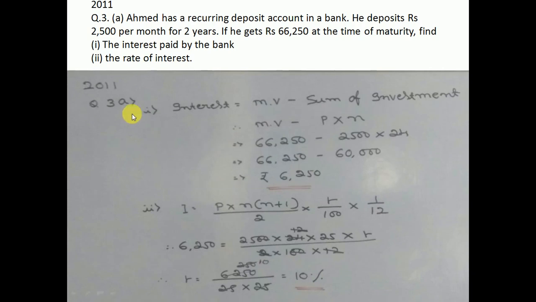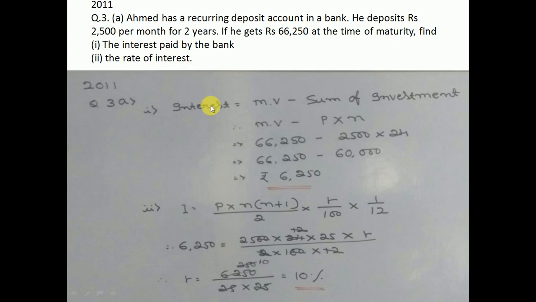Now go through this 2011 question, a compulsory question. Ahmed has a recurring deposit account in a bank. He deposited 2,500 per month. P is 2,500 for 2 years. Time is 24. Hope you understood. If he gets 66,250, see, rate is not given. Maturity value is given to us. Find, at the time of maturity, the interest paid by the bank.